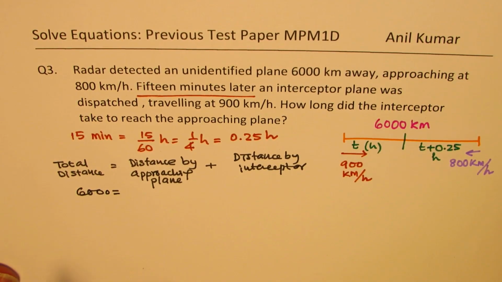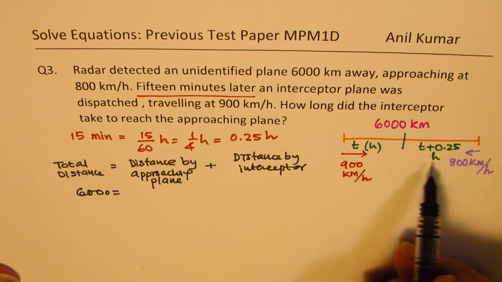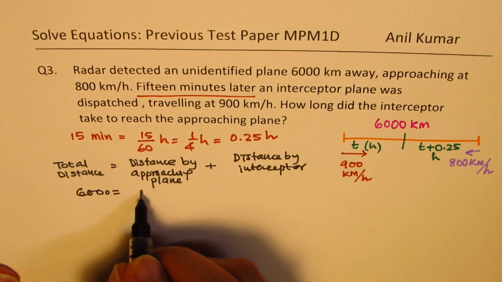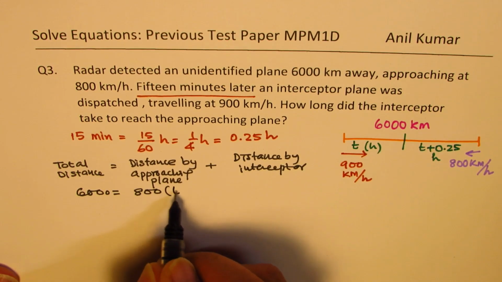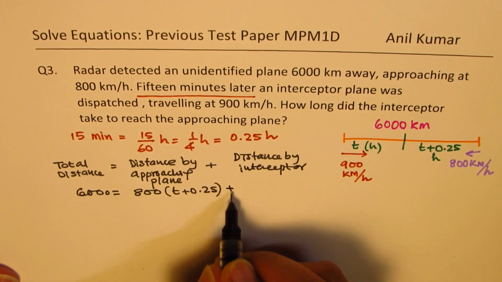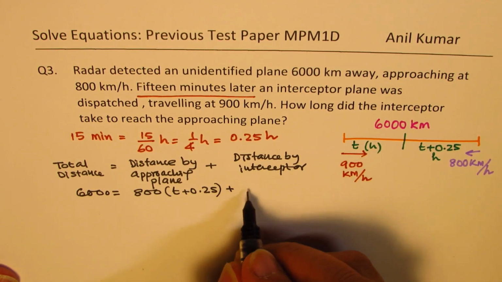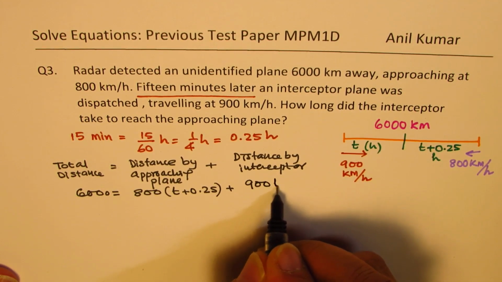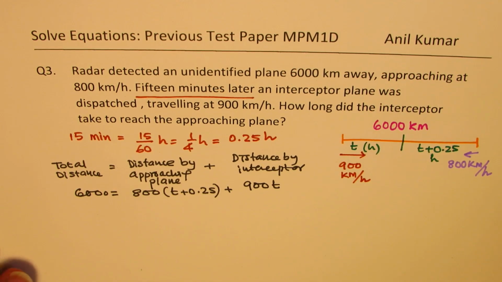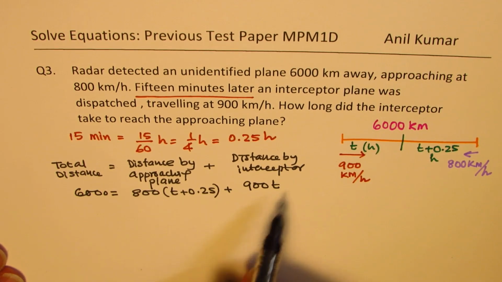That is equal to distance traveled by approaching plane. The speed is 800 kilometers per hour. Time is t plus 0.25, right? And for the interceptor, it travels for t hours. So it is 900t. So that is how you get your equation. Clear? Now let's solve for time t.